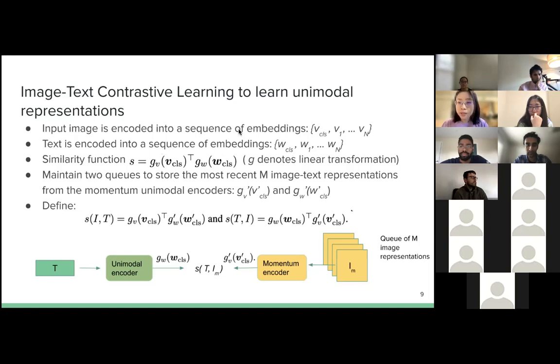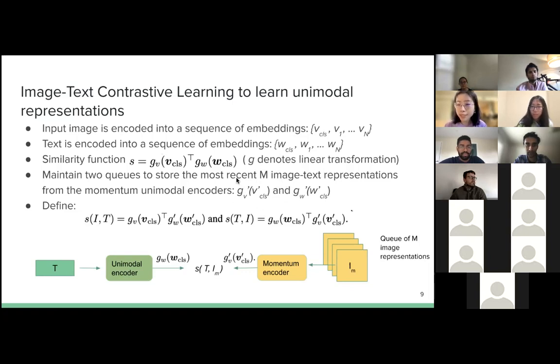But here's the tweak. In some of the other methods, we usually compare the similarity score between every possible pair of image and text within a mini batch. But here we're actually maintaining 2 queues to store the most recent M image-text representations from the momentum unimodal encoders. Just to remind you, the momentum unimodal encoders are the exponential moving average version of our actual unimodal encoders. It stores the historical parameters, but it's slowly updating itself according to the actual encoder. This M is usually much larger than our mini batch size.